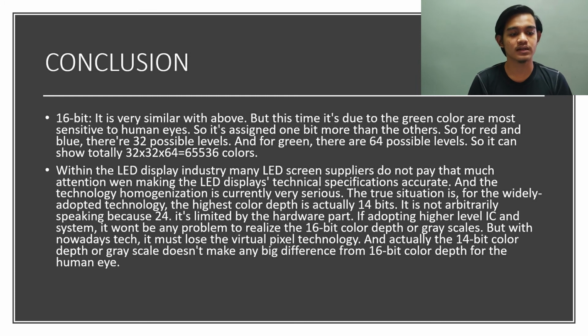For 16-bit LED display, green is more sensitive to human eyes. So for red and blue, there are only 32 possible levels. Then for green, they have 64 possible levels. So if we multiply 32 times 32 times 64, we will get a total of 65,536 colors.